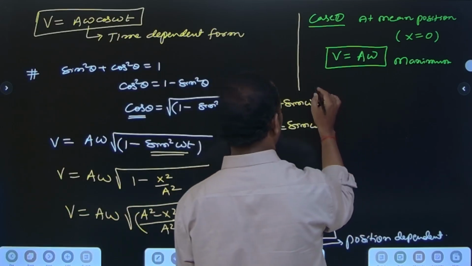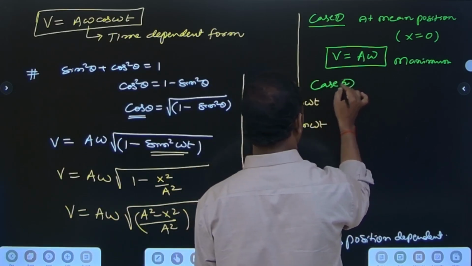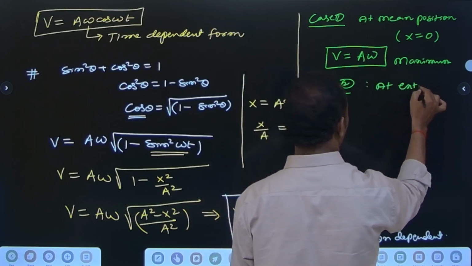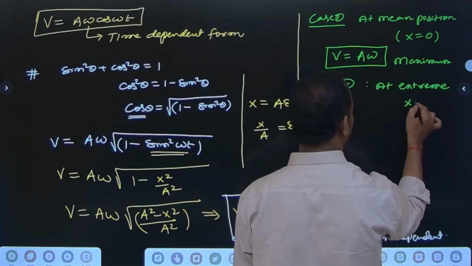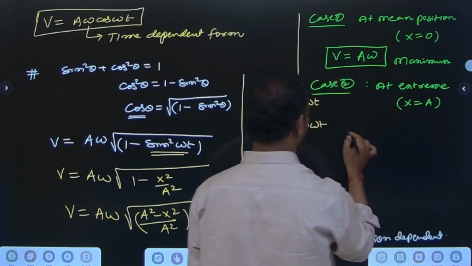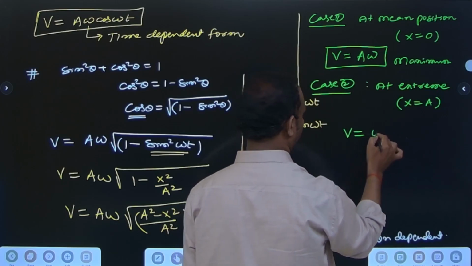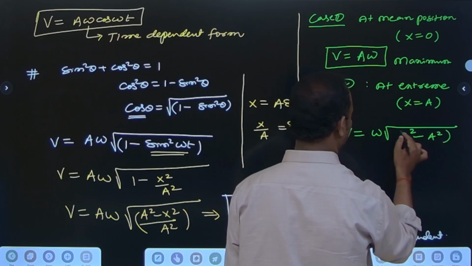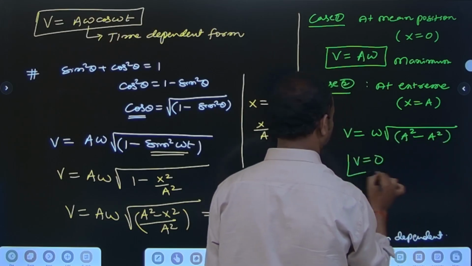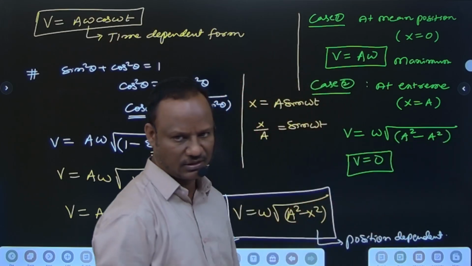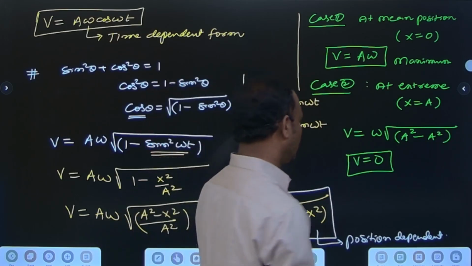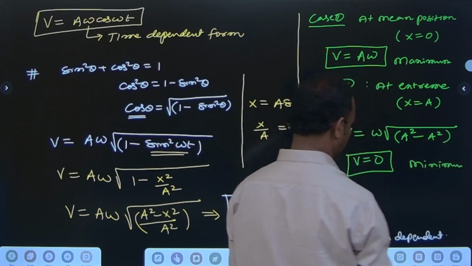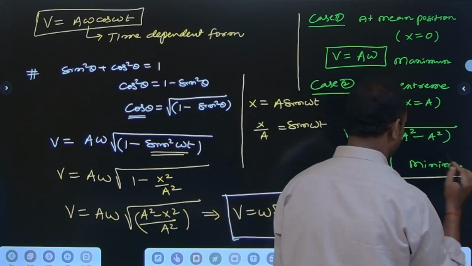Right. Next one for case 2. Case 2 means at extreme. X is equal to A. V is equal to omega under root of A square minus x square, A square only, so V is equal to 0. Omega into 0 is 0. So this is the minimum velocity. Okay? So from this what you got, understand?